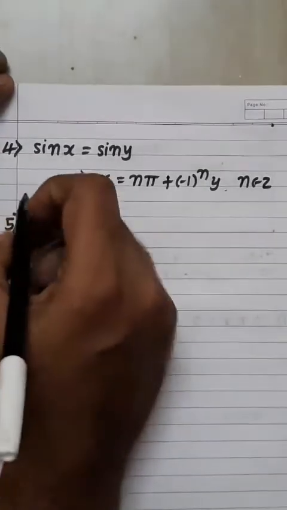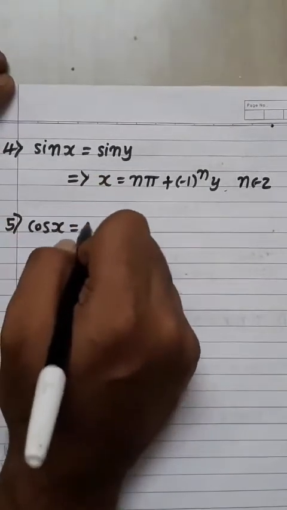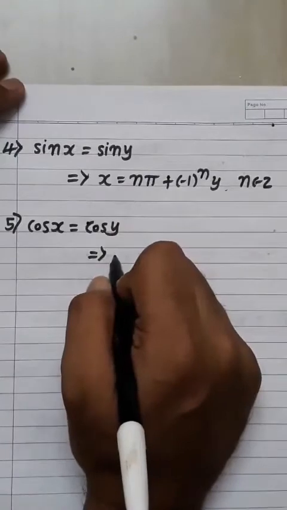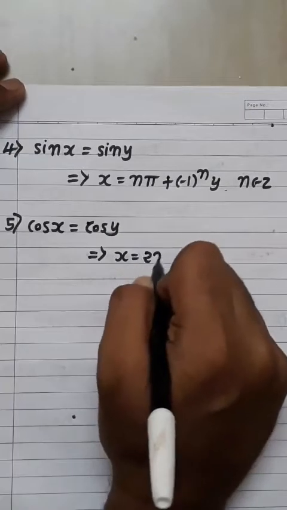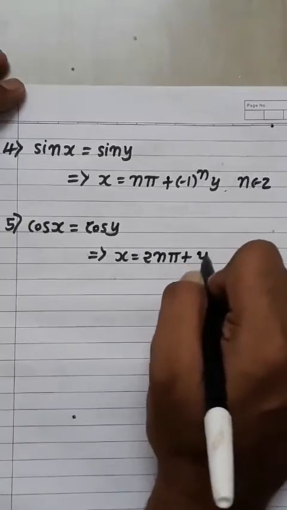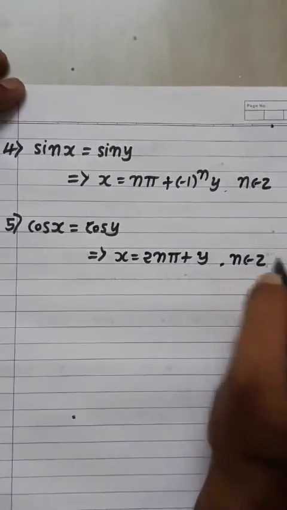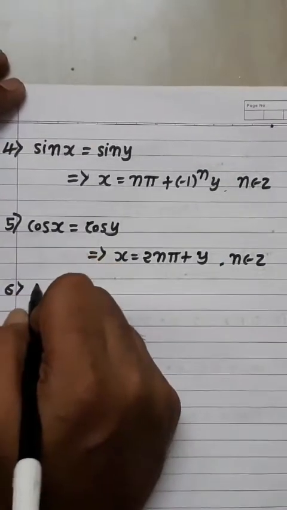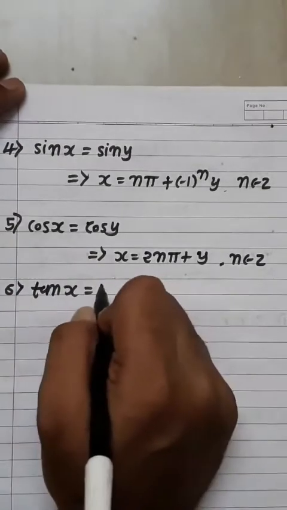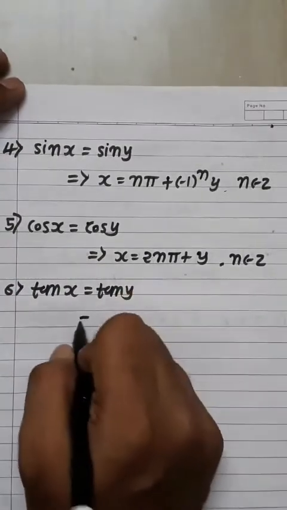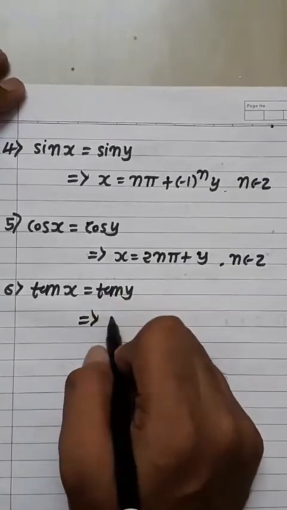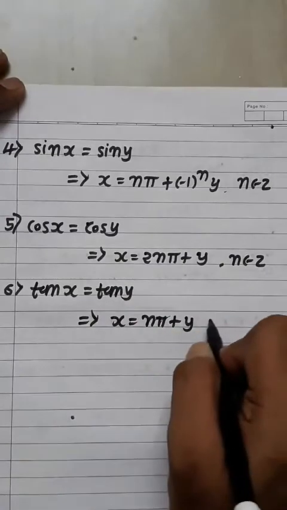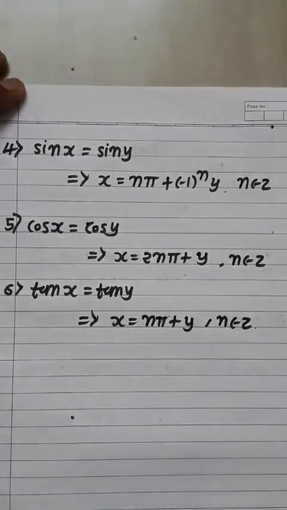Fifth result, cos x is equal to cos y is present. So this implies x is equal to 2n pi plus y, where n belongs to Z. And sixth result, if tan x is equal to tan y, then this implies x is equal to n pi plus y, where n belongs to Z.